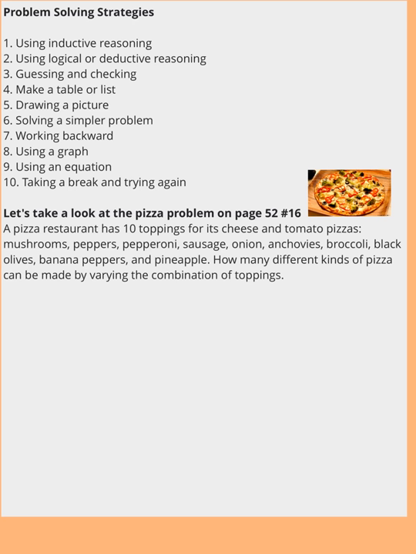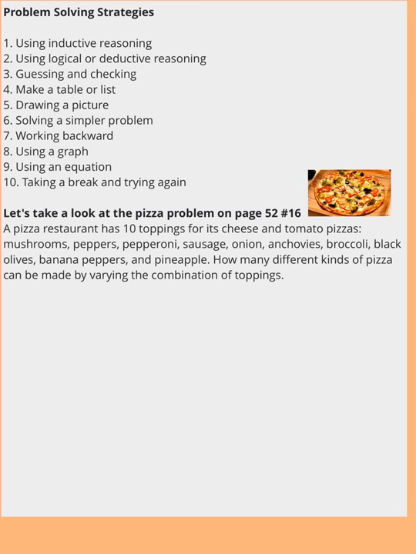What we're going to do is take a look at a problem from the textbook on page 52, number 16. It is a pizza problem, and it looks at a pizza restaurant offering 10 toppings for its cheese and tomato pizza. The toppings are mushrooms, peppers, pepperoni, sausage, onion, anchovies, broccoli, black olives, banana peppers, and pineapple. And we want to look at how many different kinds of pizzas can be made by varying the combinations.